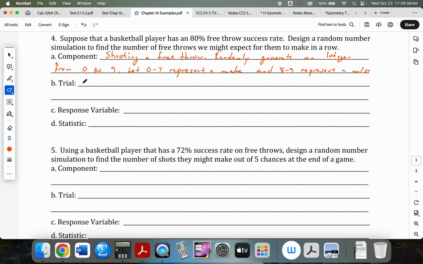So a trial will repeat the component until there is a miss. And how many trials should we do? Well, hang on just a second. We're not talking about how many trials we're doing. We're just doing a trial. Oh, just one. Because we're just seeing how far he can go until he misses. And we're going to count the number of makes.